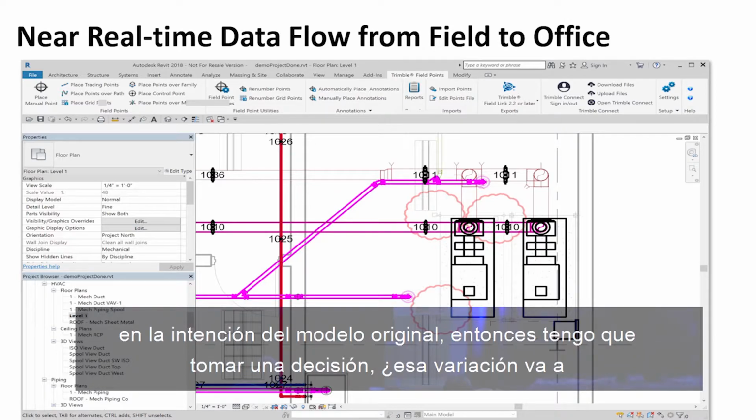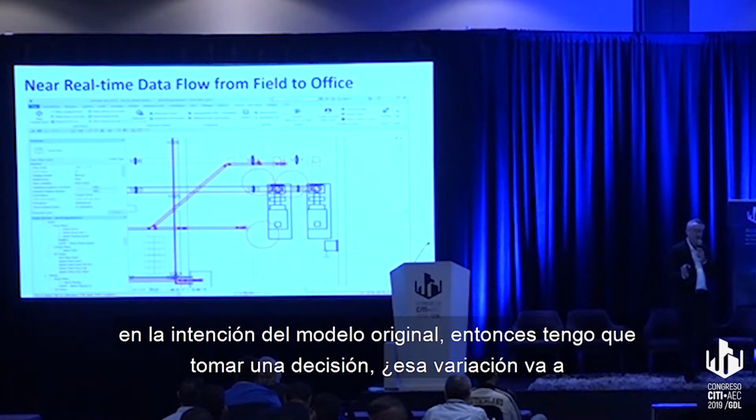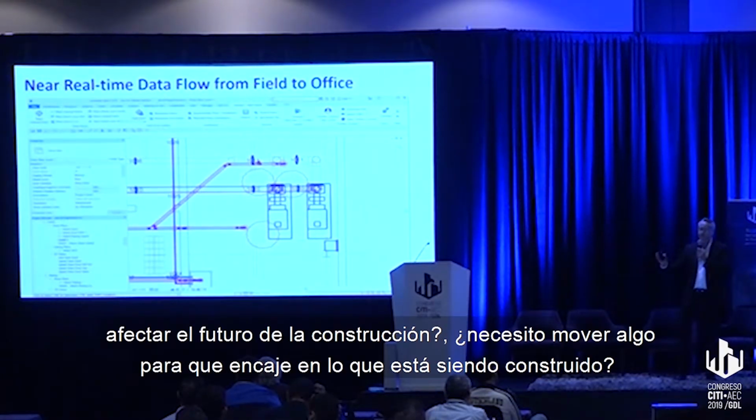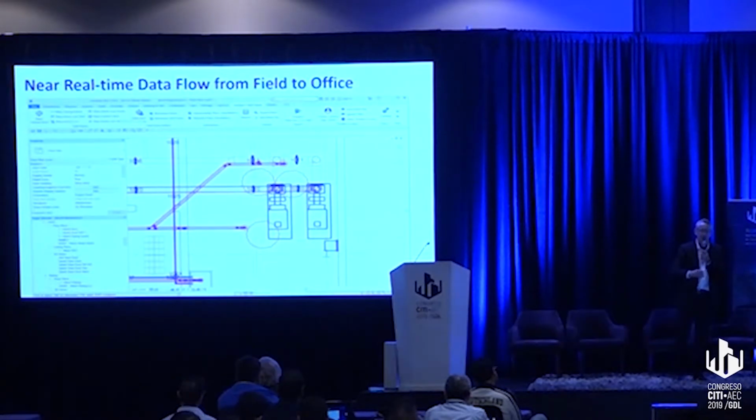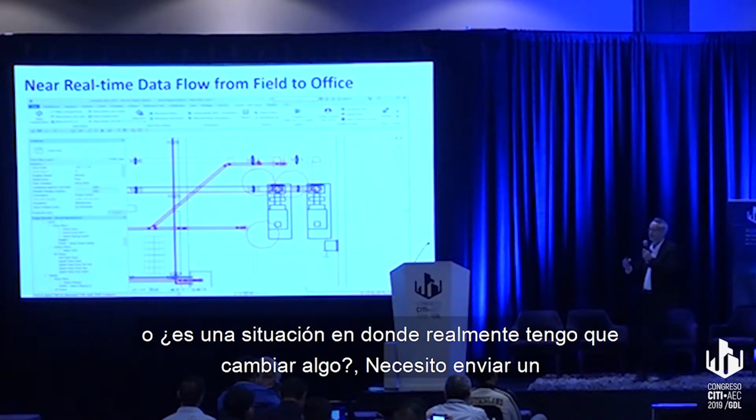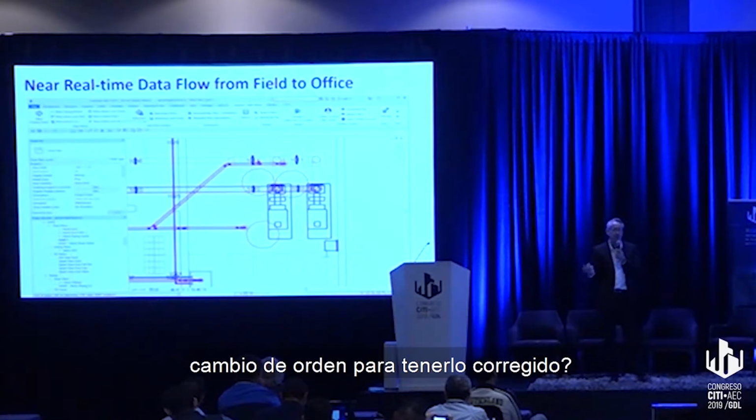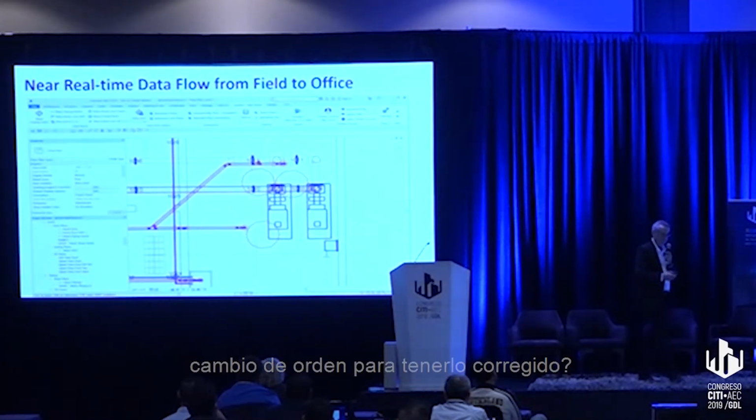So then I have to make a decision. Is that variation going to affect the future construction of what's going on? Do I need to move something to fit in with what's being constructed? Or is it a situation where I need to actually change something? So do I need to submit a change order to get it corrected?